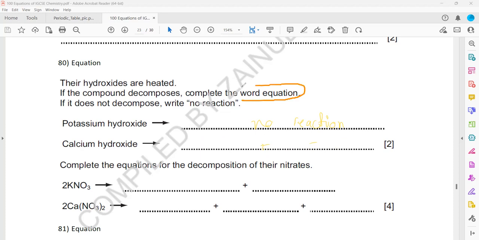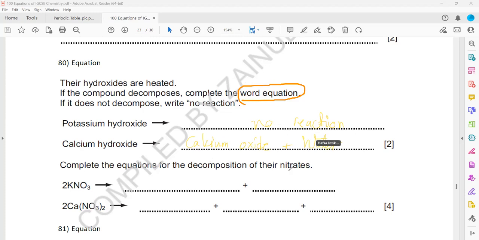So you have to write the word. These small things are important. When you read the question, if it asks for a symbol, then complete a symbolic equation. So calcium oxide plus water will be there as the products.